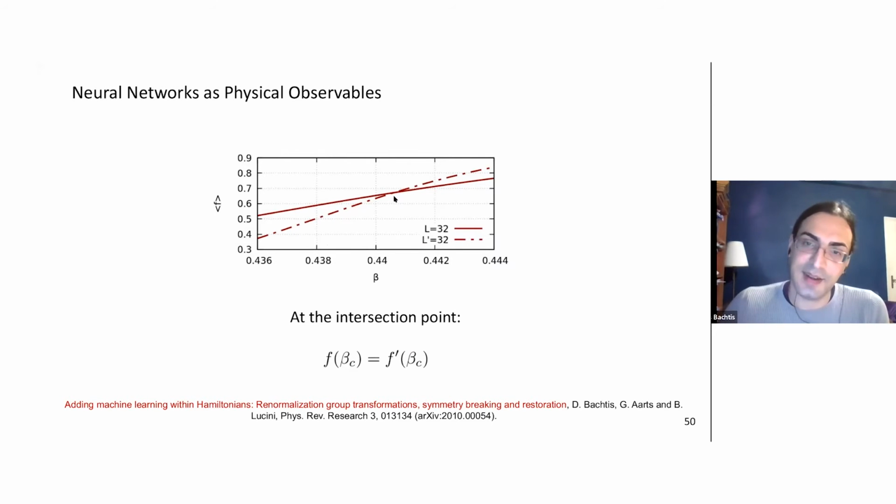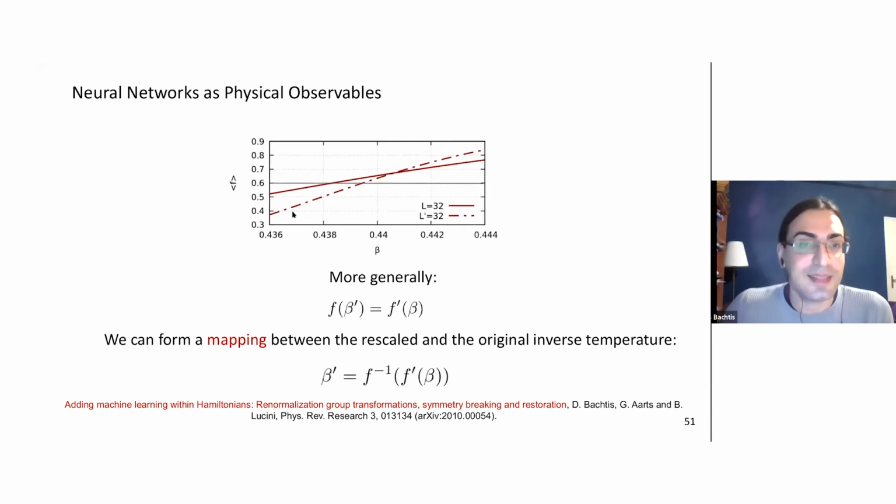Now we would like to generalize this idea, what you see in this figure. To give you the intuition, let's select a certain value of the neural network function, for example, 0.6, and you can see that the original system has this value at a certain inverse temperature and the rescaled system at a different inverse temperature. So now we want to obtain an expression that allows us to relate the original and the rescaled inverse temperatures based exactly on the data depicted in this figure. That's something that we can do with the mapping that you see at the bottom.